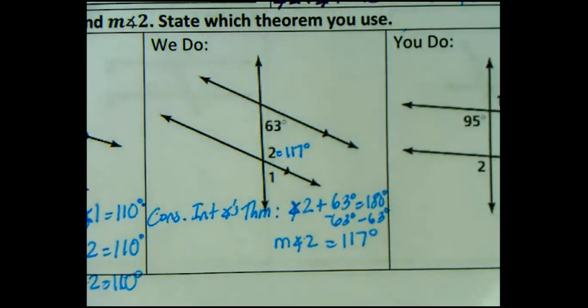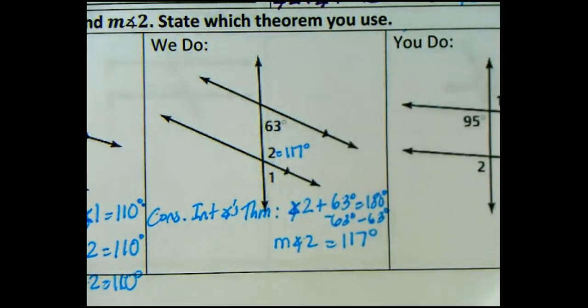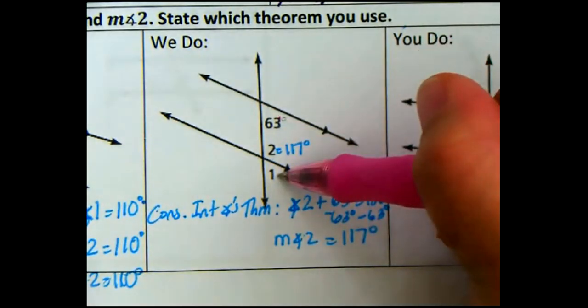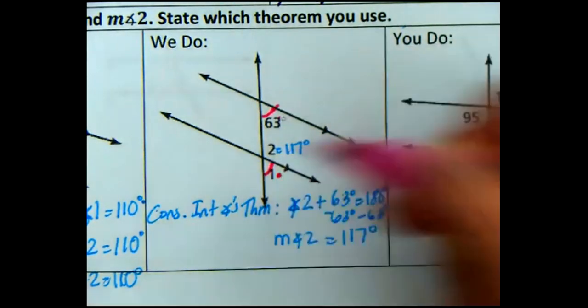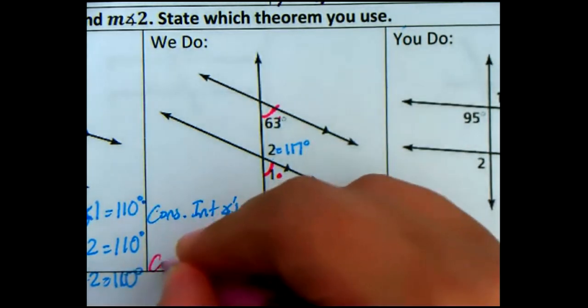Now, is there a relationship that you can find? Is there an angle pair between 63 degrees and angle 1? Notice that they're both in the same position in their intersections. So these are corresponding angles.